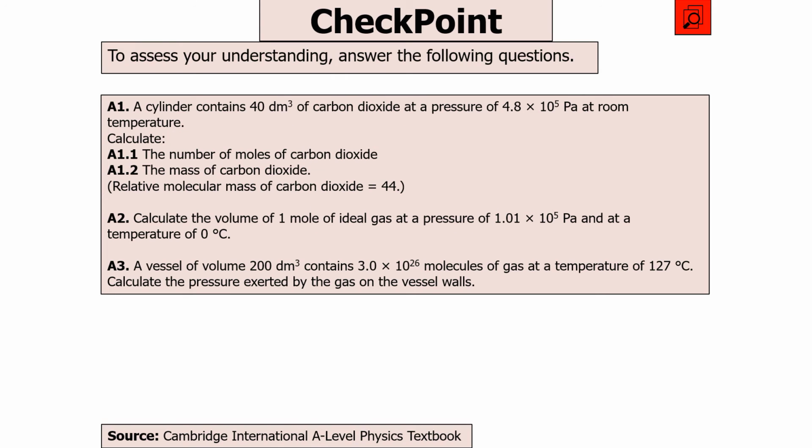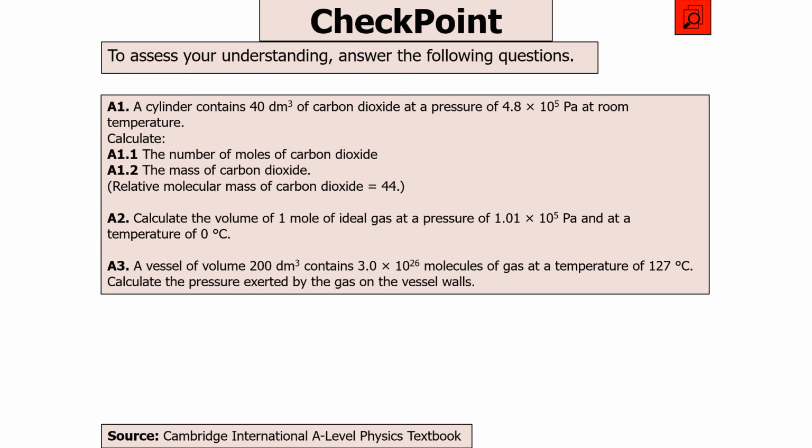The next question says a cylinder contains 40 decimeters cubed of carbon dioxide at a pressure of 4.8 times 10 to the 5 pascals at room temperature. Calculate the number of moles of carbon dioxide, the mass of carbon dioxide, then calculate the volume of 1 mole of ideal gas at a pressure of 1.01 times 10 to the 5 pascals at a temperature of 0 degrees Celsius. Then a vessel of volume 200 decimeters cubed contains 3 times 10 to the 26 molecules of a gas at a temperature of 127 degrees Celsius. Calculate the pressure exerted by the gas on the vessel walls.